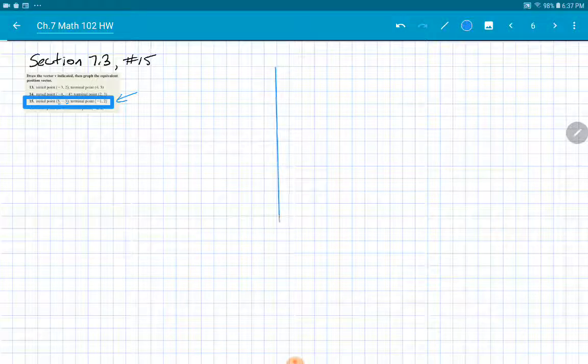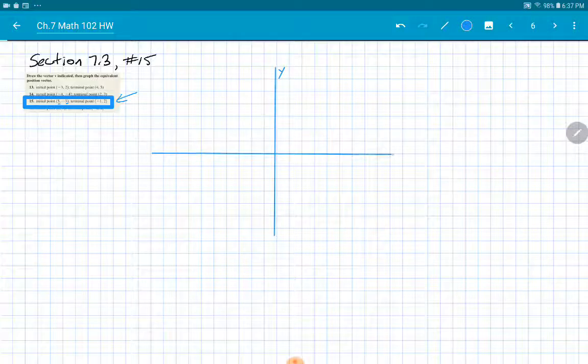So let's draw a Y and an X. And on our first point, X is 5. 1, 2, 3, 4, 5. And Y is -3. 1, 2, 3. So that's our initial point right here.